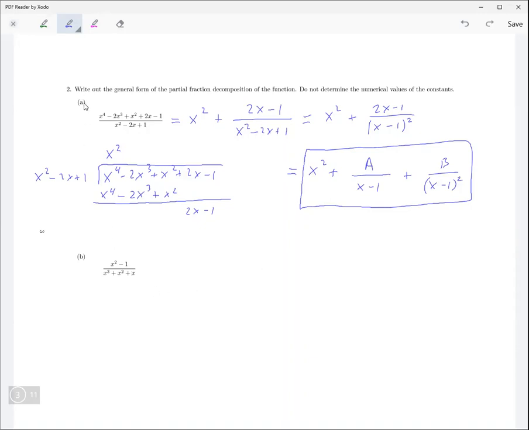Okay, part B. The numerator is degree 2, the denominator is degree 3. So let's go ahead and proceed with this one. Here you can factor an x out, and you get x squared plus x plus 1. And this one's an irreducible quadratic again.